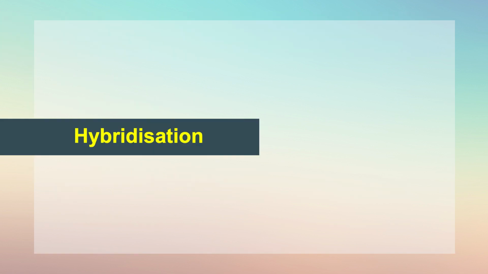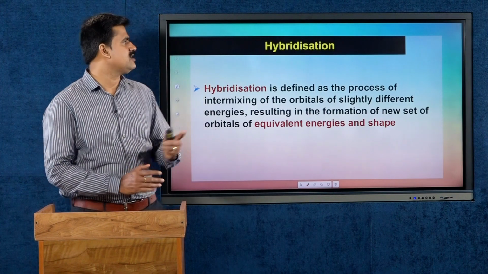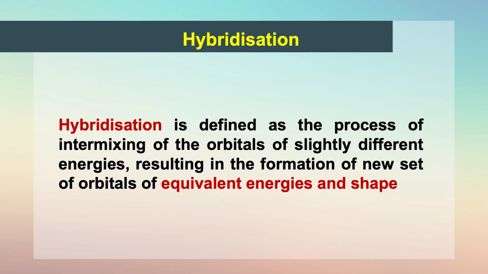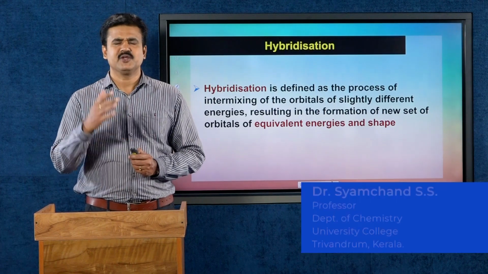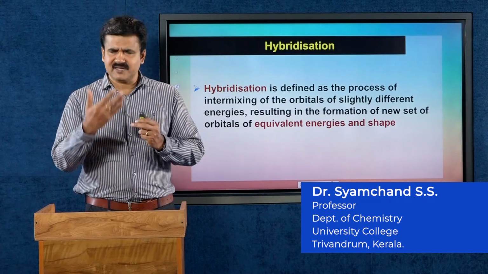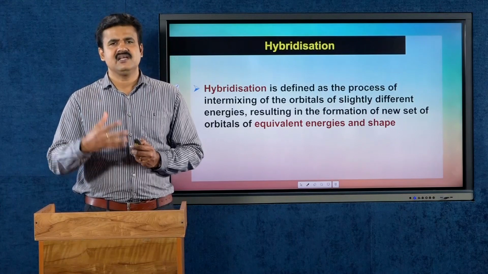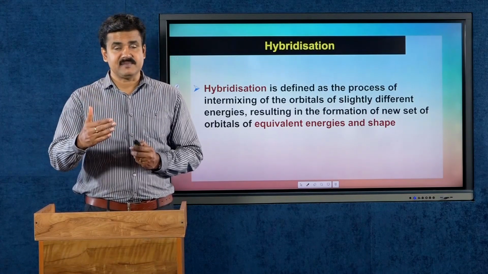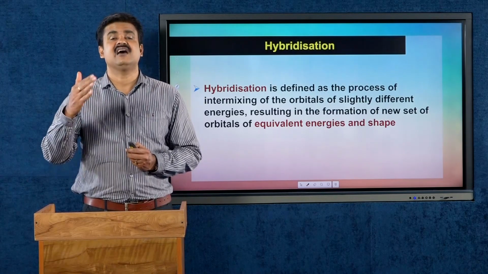First of all, hybridization. Hybridization, as we know, is defined as the process of intermixing of orbitals of slightly different energies, resulting in the formation of a new set of orbitals of equivalent energies and shape. That means during hybridization, a group of orbitals will merge together, mix together, combine together to produce a set of identical orbitals. Identical means identical in energy and in shape.